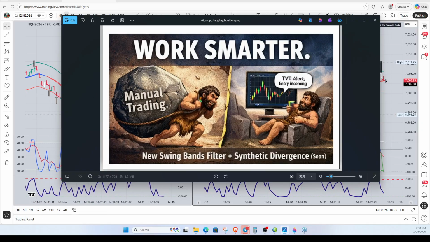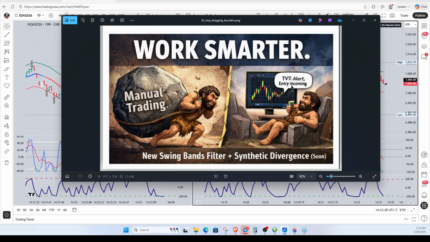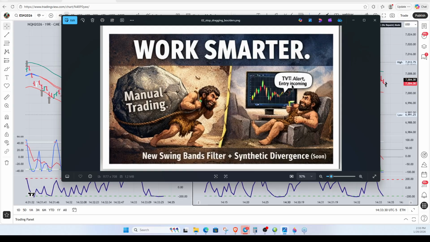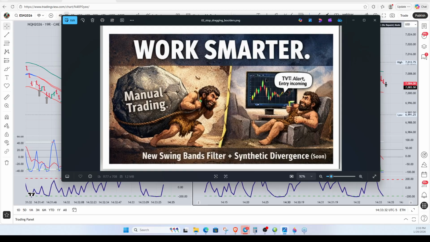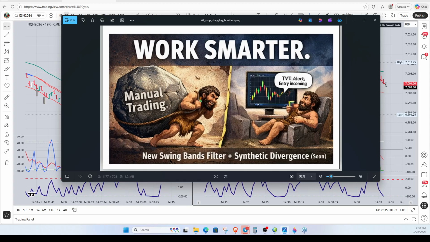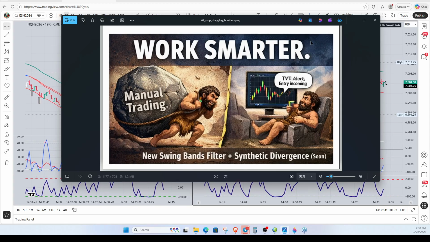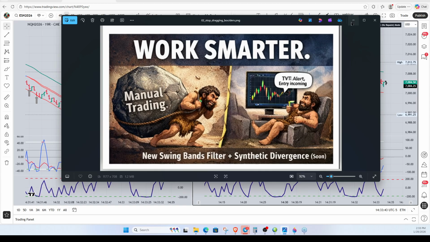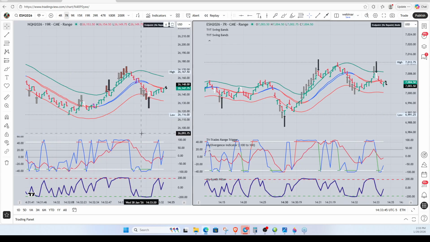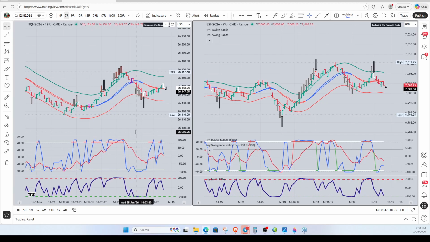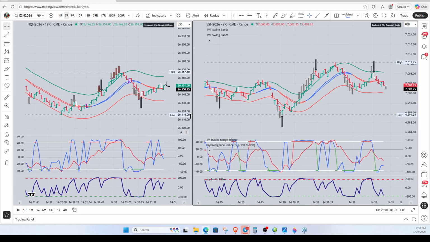So this is manual trading. It says work smarter. Eventually I'll be getting into that pretty soon. But the new swing bands filter, it's not complete, but I've done some stuff. We're going to go over that. Synthetic Divergence, we'll go over that too. We have some really good stuff coming up, really good stuff that's already out there, and I just wanted to show it all to you.